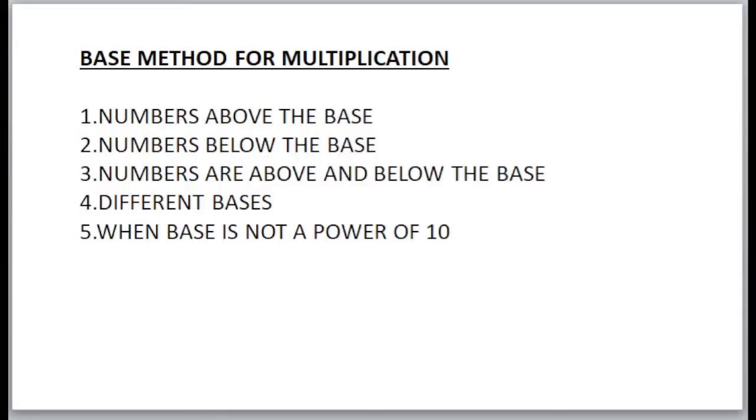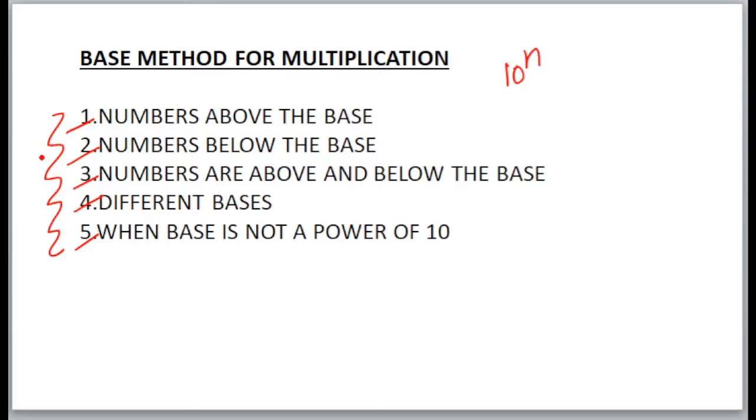Today we are going to learn about the burst method for multiplication. In this method, we usually take tens power as basis. There are 5 different types of burst method based on the numbers we take for multiplication. But the core concept of all these methods is the same. So let's work out some examples for all these methods.